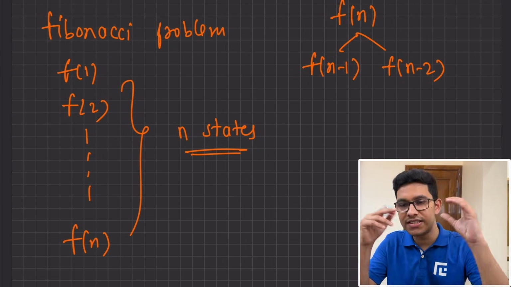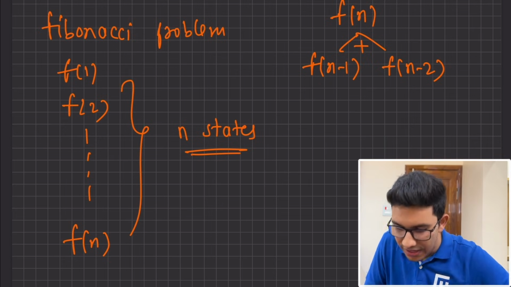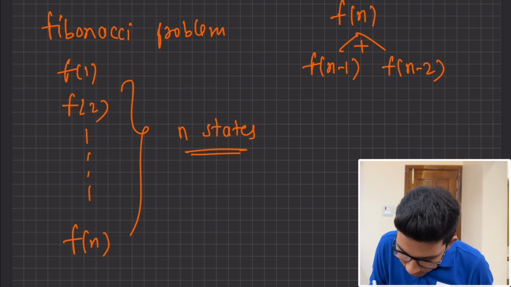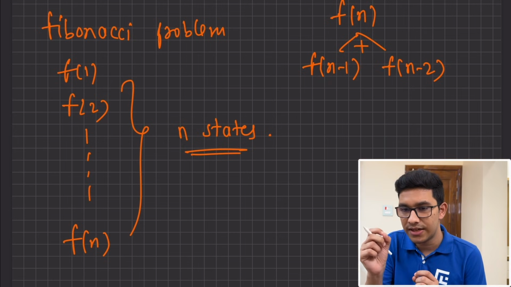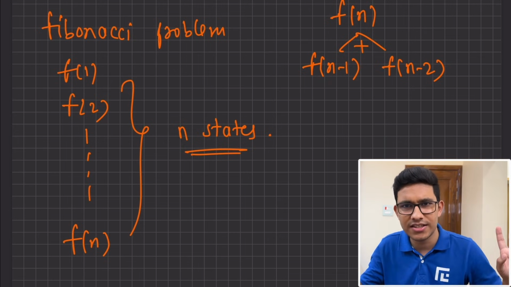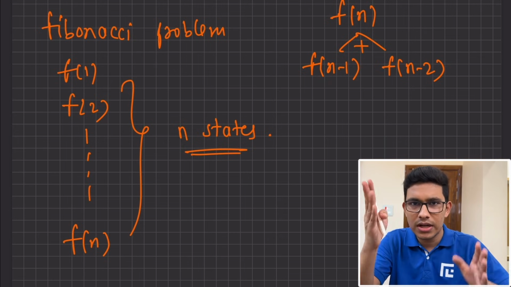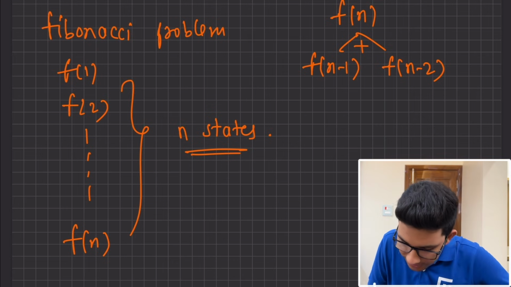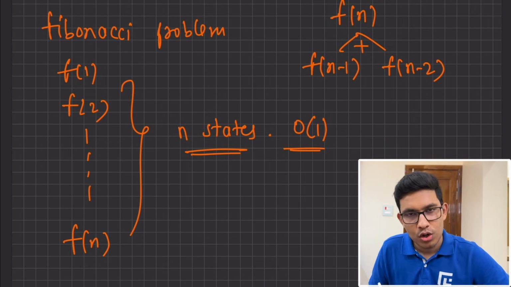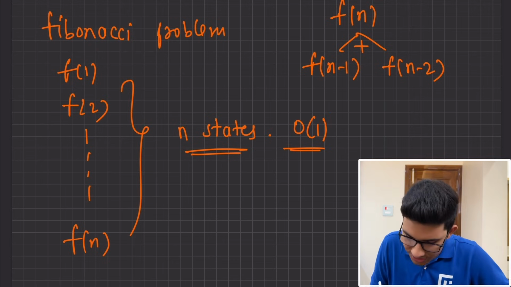Both these answers, if they're present, the answer for f of n can be retrieved in order of 1. So the number of states times the average time to calculate one state. The average time is the same here for every single state. Every single state is going to require 2 integers to be added up. So that will become order of 1. So overall time complexity for the Fibonacci problem is just order of n.